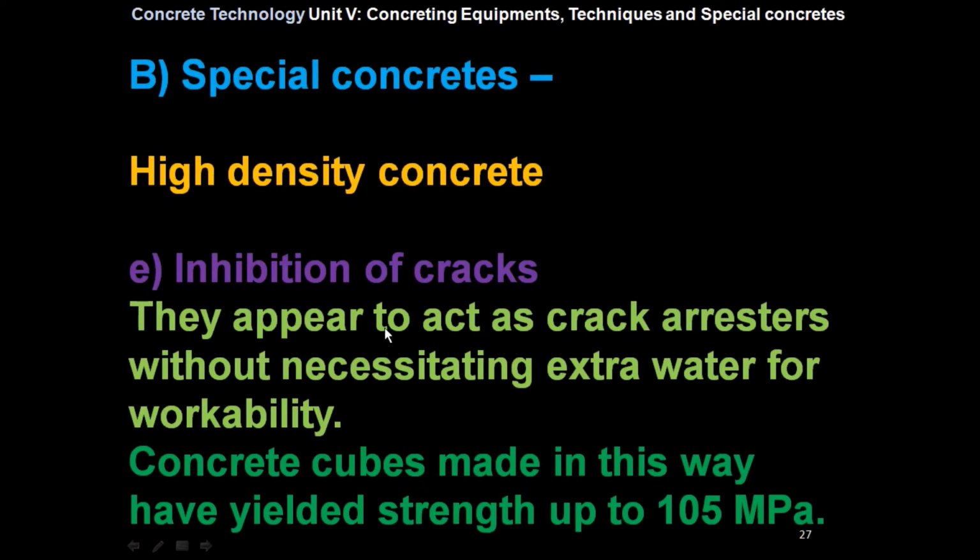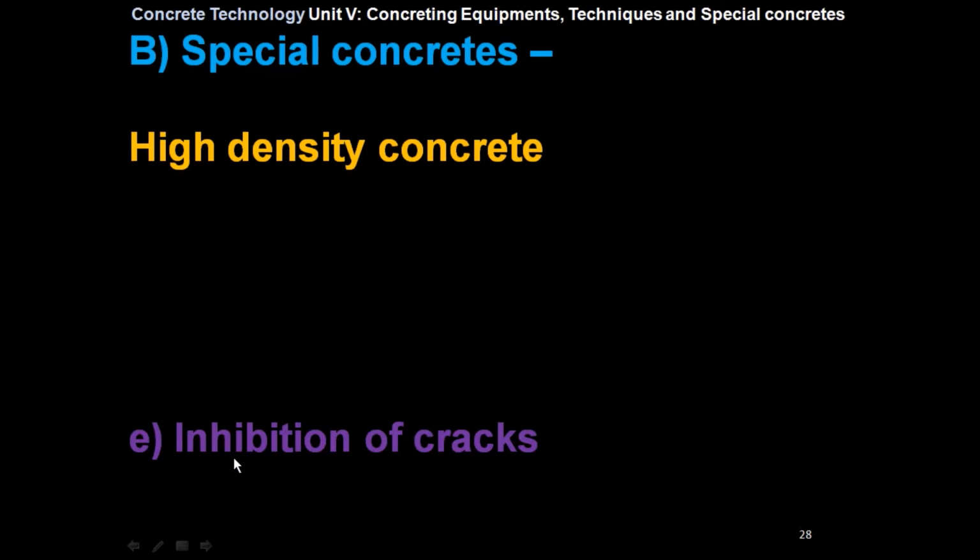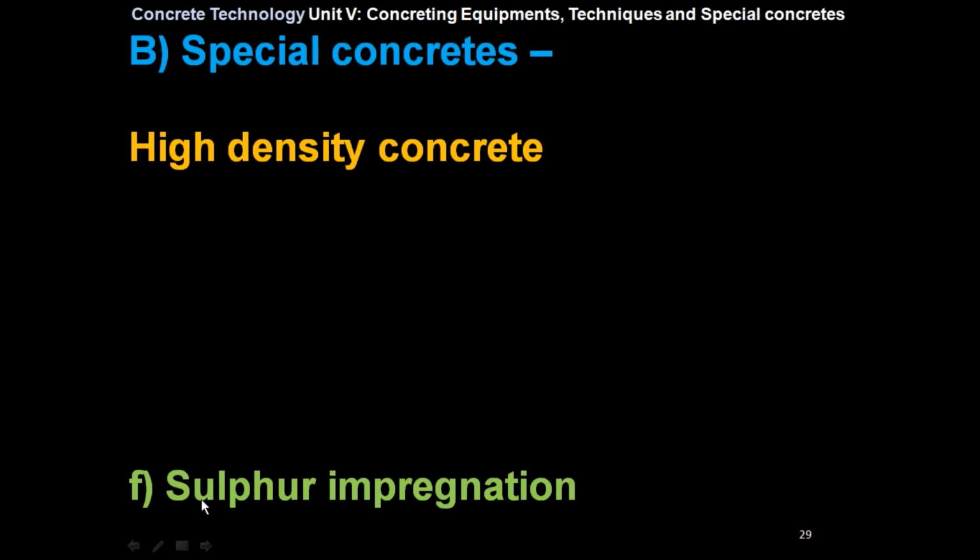They appear to act as crack arresters without necessitating extra water for workability. Concrete cubes made in this way have yielded strength up to 105 megapascal. So we have seen the fifth, inhibition of cracks. Now we will see the sixth, sulfur impregnation.